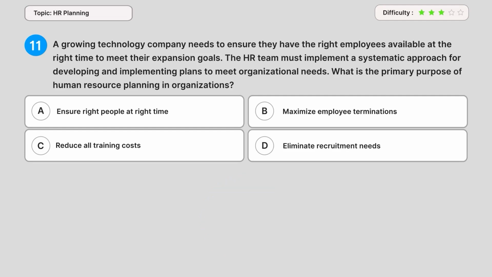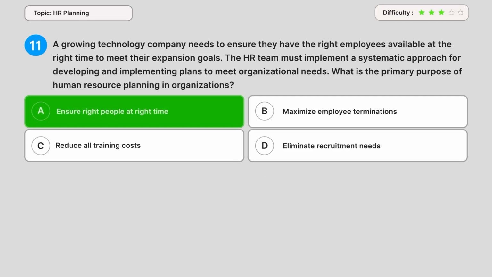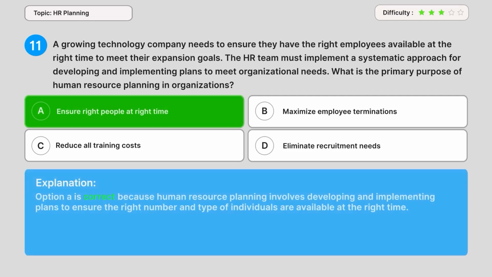Correct answer: A. Ensure right people at right time. Explanation: option A is correct because human resource planning involves developing and implementing plans to ensure the right number and type of individuals are available at the right time.